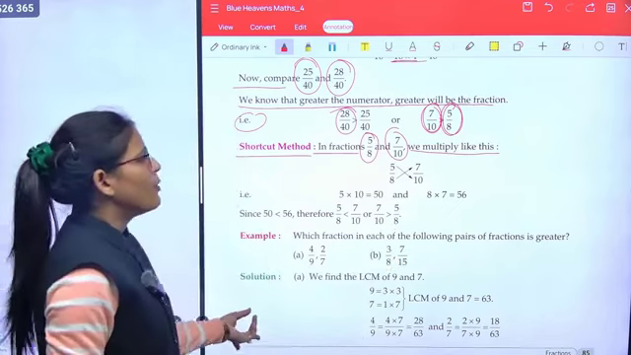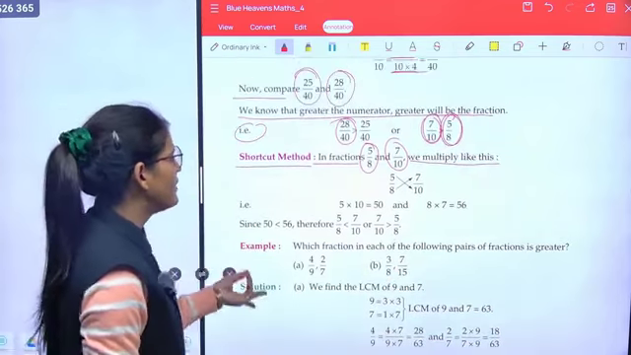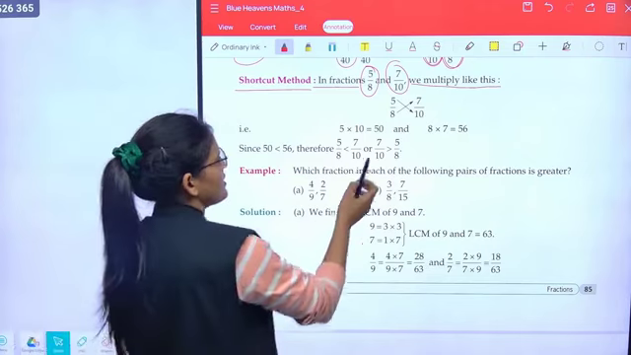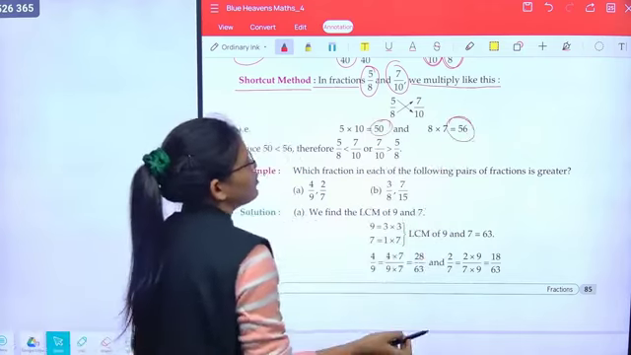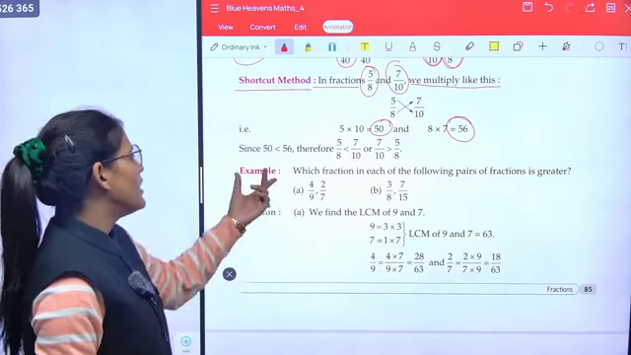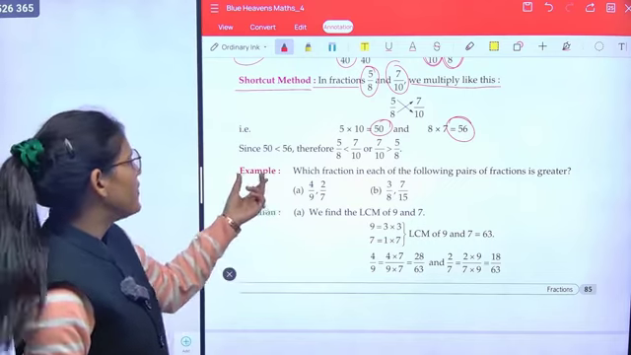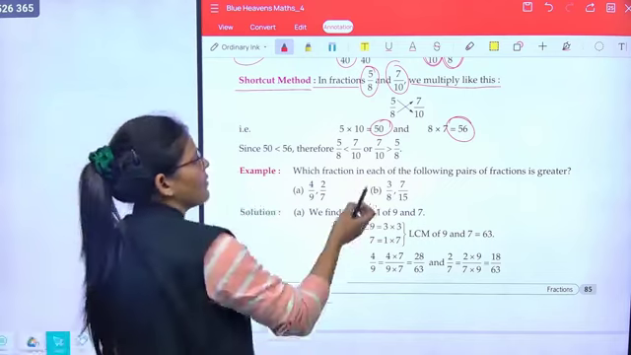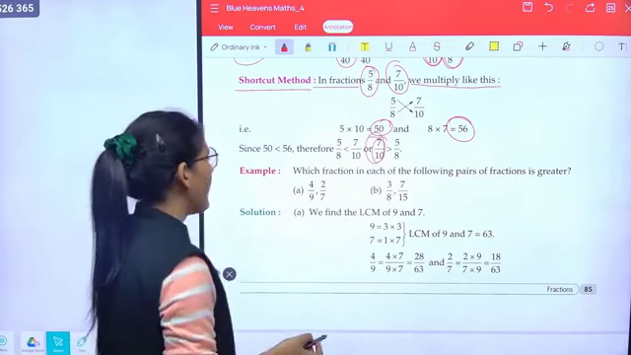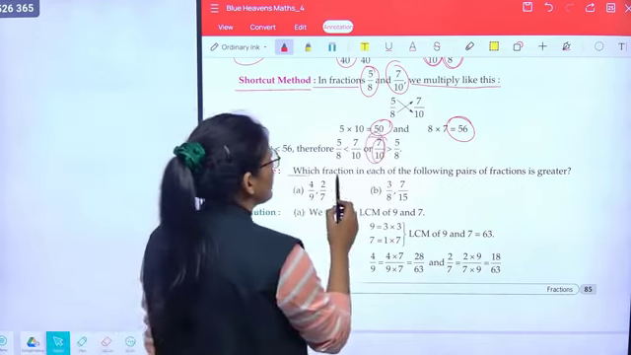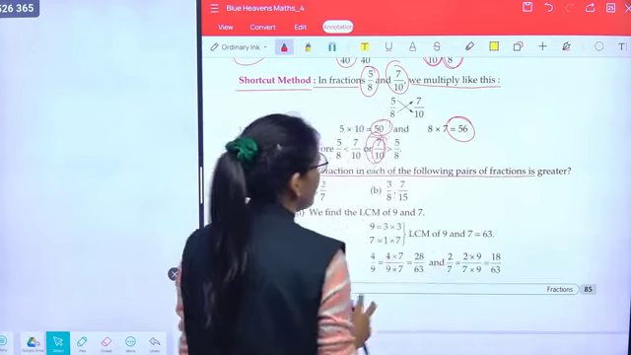Okay, and the denominator we keep the same. Then 56 and 50, and whichever is bigger we take it, since 56 is greater than 50, therefore 7 upon 10. Okay, now which fraction in each of the following pair of fractions is greater?